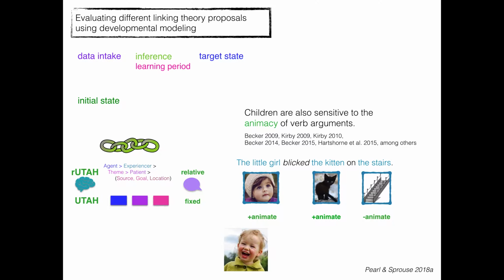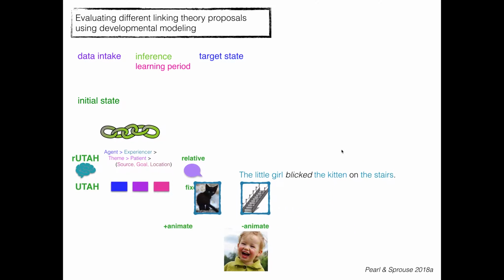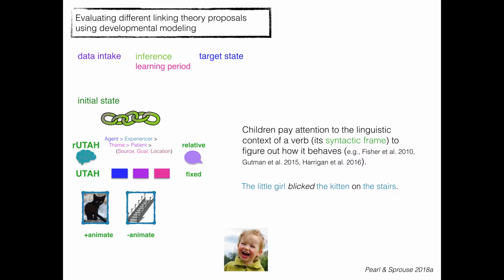So that's good. And it turns out that in addition to that, children are also sensitive to the animacy of the verb argument. So the fact that the girl and the kitten are animate but the stairs is inanimate is something that very young children are sensitive to and actually use when figuring out which verbs go together. So this idea that you'd be using that for verb class knowledge is not crazy. And it turns out children also pay attention to the linguistic context of a verb, what we're going to call its syntactic frame, to figure out how it behaves, to figure out which verbs should be clustered together.